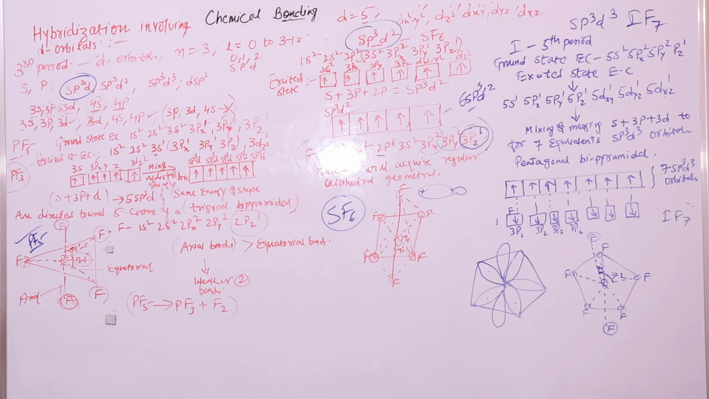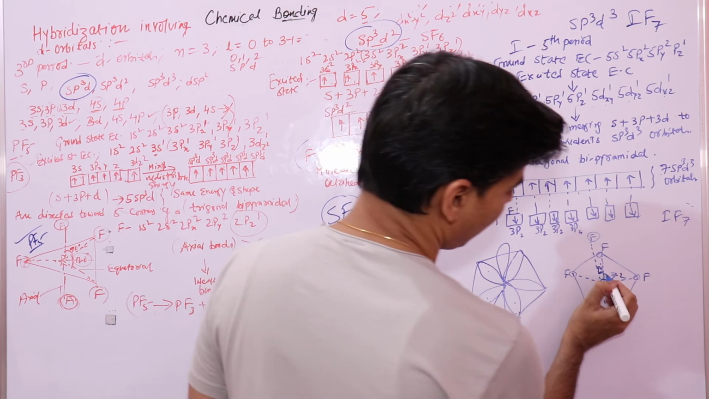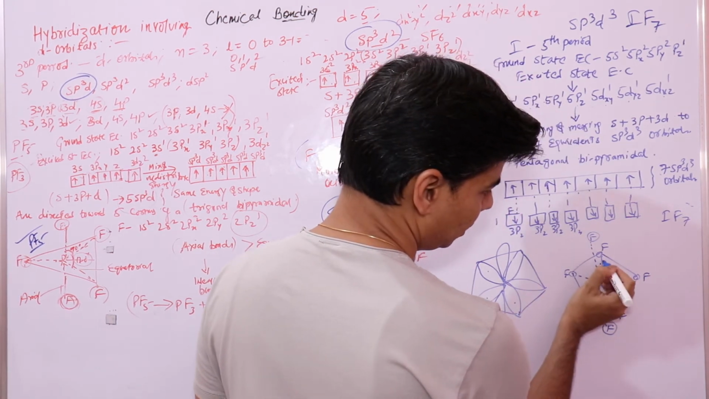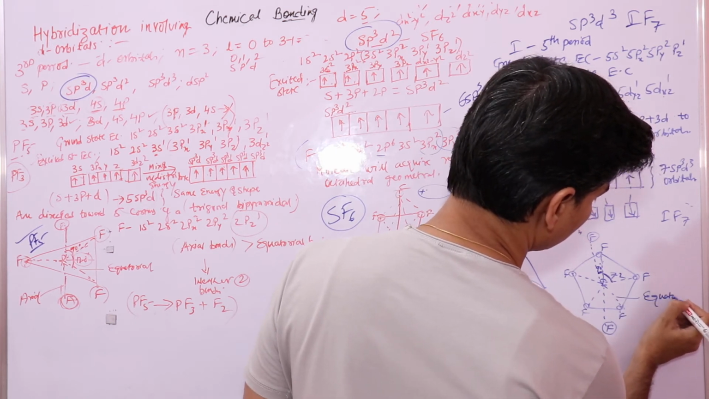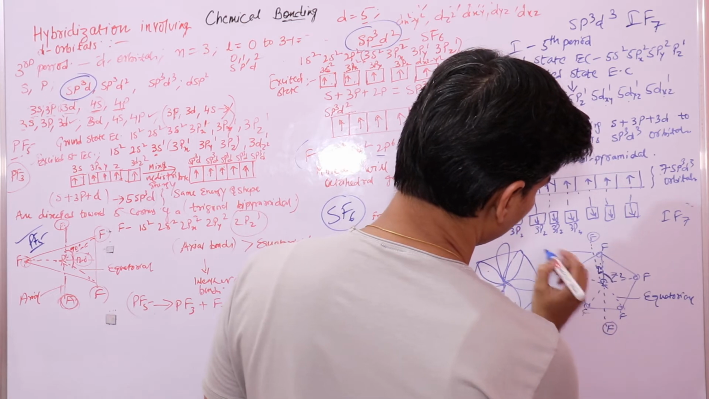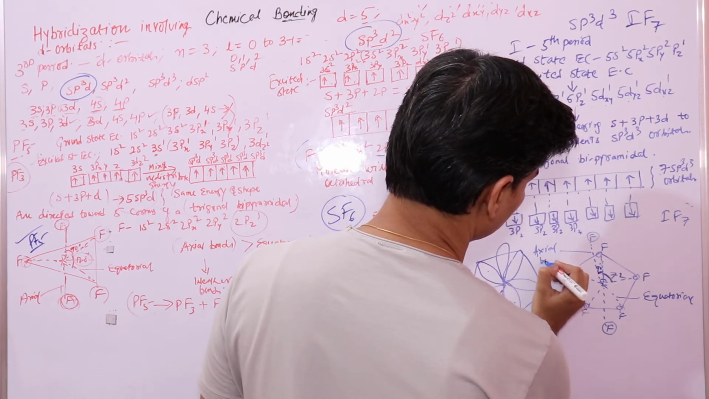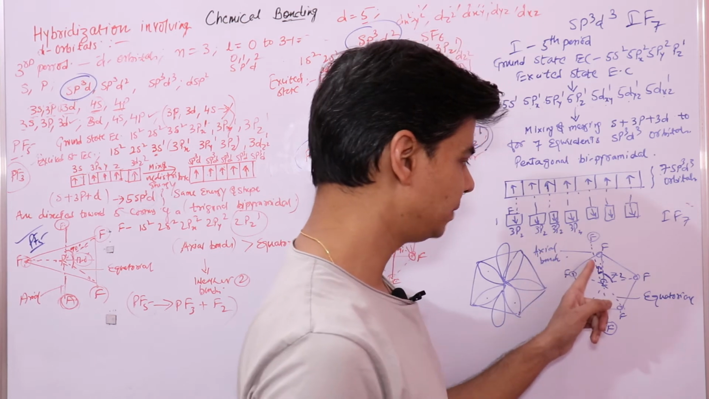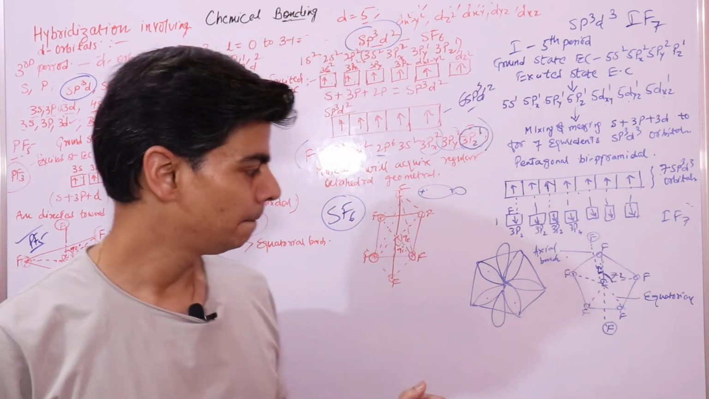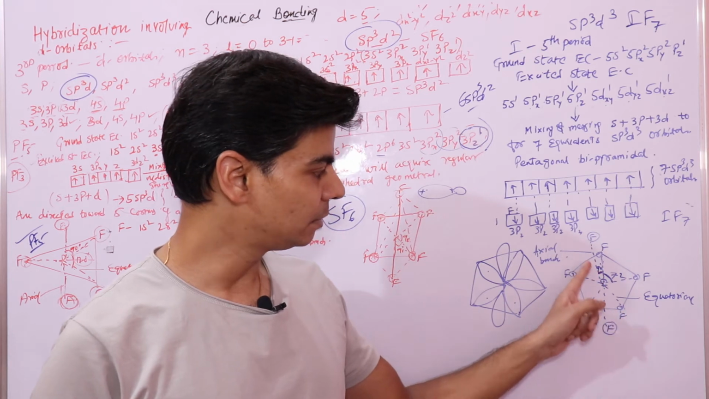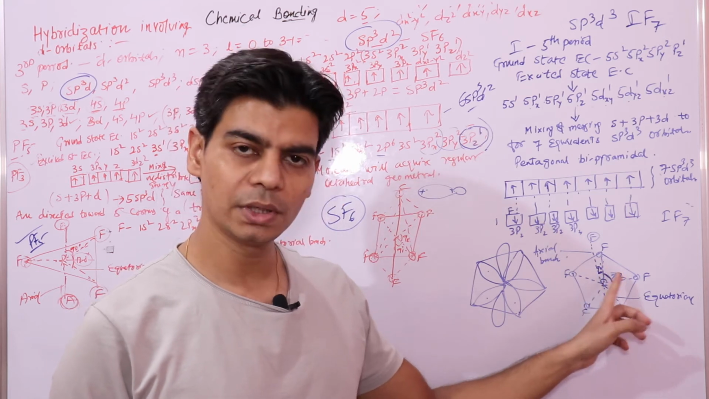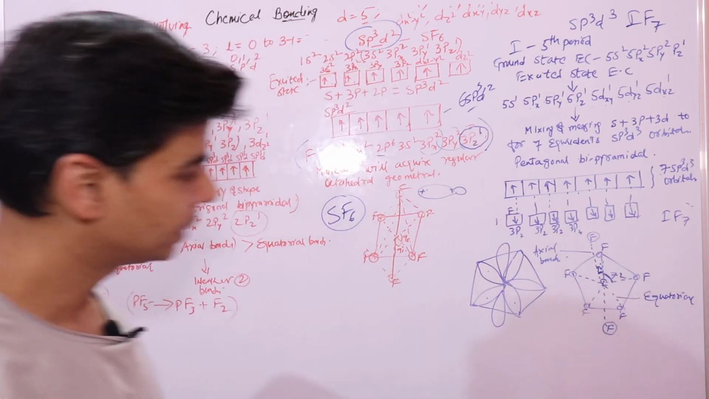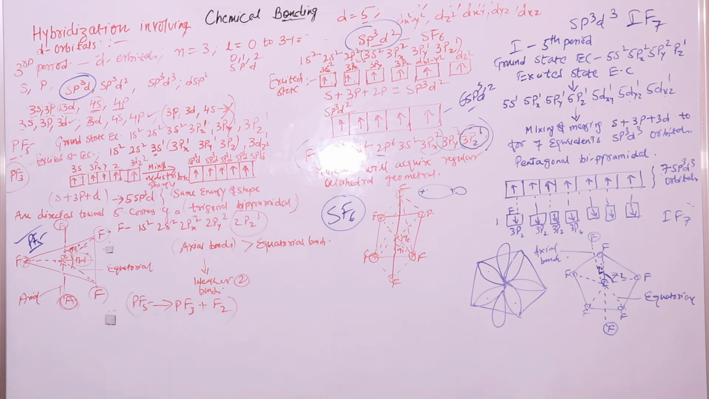So the 7 bonds are not equivalent. These are not equivalent bonds, right. These are equatorial bonds, and these are your axial bonds, right. The angle between the axial bond and the equatorial bond is 90 degrees, and the angle between equatorial bonds is 72 degrees, right. So all bonds are not equivalent.